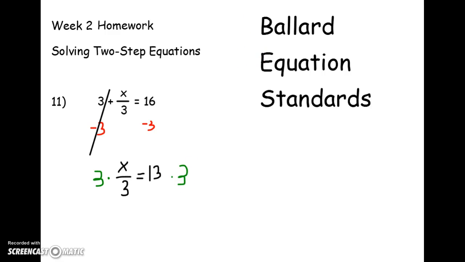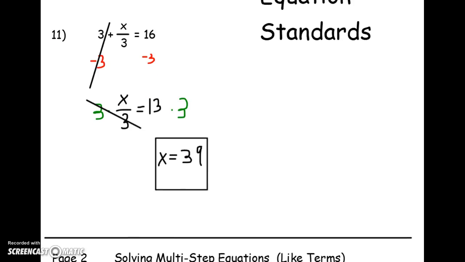When we do that, these 3's cancel out, and we are left with our final answer of x is equal to 13 times 3, which gives me 39. Let me box that to follow those Ballard equation standards. Okay, so there's our answer. Took care of the addition and subtraction first, then took care of our multiplication or division. And that's the solving two-step equations page.